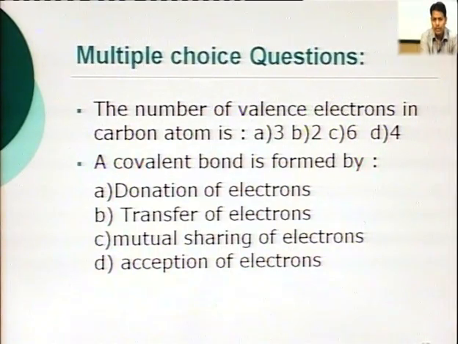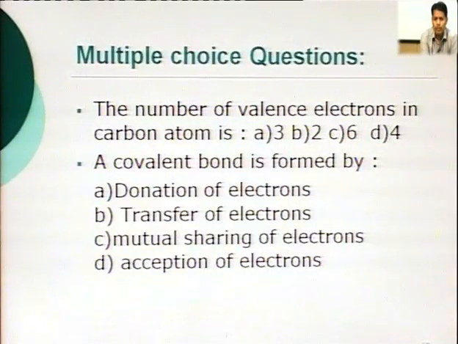The number of valence electrons in a carbon atom is, how many valence electrons does a carbon atom have? The atomic number of carbon is 6, 2 electrons are in the inner shell and 4 electrons are in the valence shell. So, the answer to the first question is 4, that is option D.